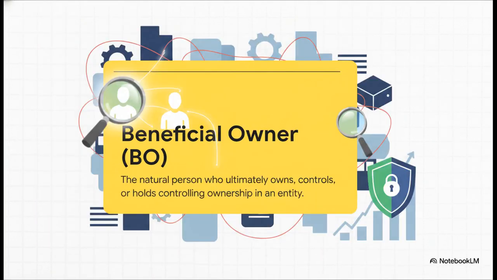Also in Chapter 1, we define a term you're going to encounter constantly, the beneficial owner, or BO. Identifying the actual flesh and blood human being behind a corporate veil is a completely non-negotiable step in financial integrity. You know, criminals love to hide behind shell companies and complex trust structures. The BO is the person who ultimately pulls the strings, exercises control, or holds the controlling ownership interest. It's our job to find out exactly who that human is.